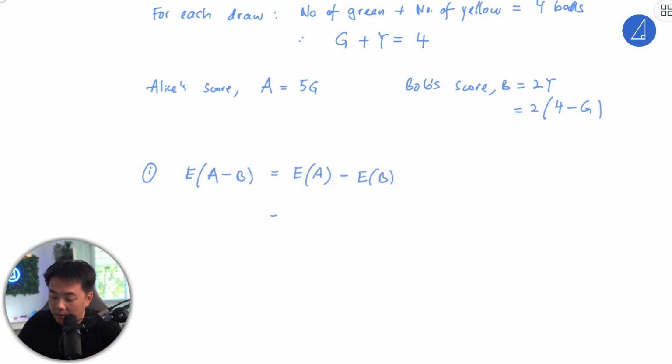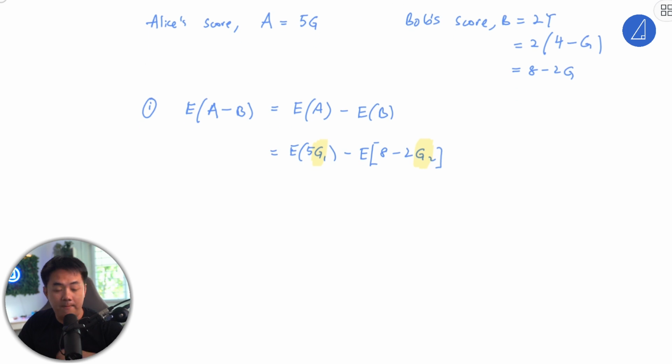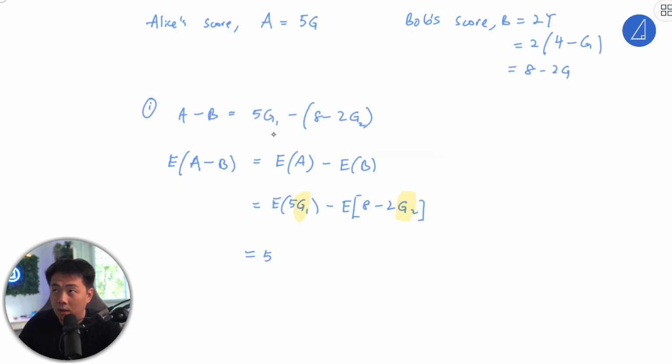So EA minus EB. The first one will be expectation of 5G, which we put as G1. Then EB will just be 8 minus 2G, so this is 8 minus 2G2, because they are separate games, so G1 and G2 are 2 independent observations. That is the important part. Maybe I write A minus B here: Alice and Bob play 2 independent games of G1 and G2. We will get 5G1 minus (8 minus 2G2), which is 5G1 minus 8 plus 2G2. I'll just use this for the variance and the expectation.